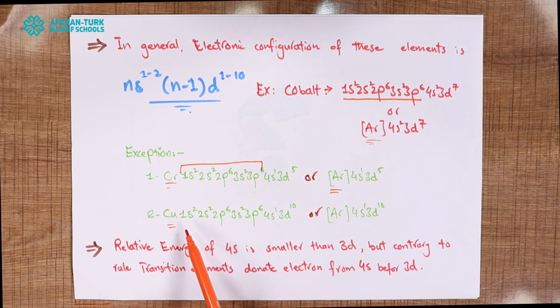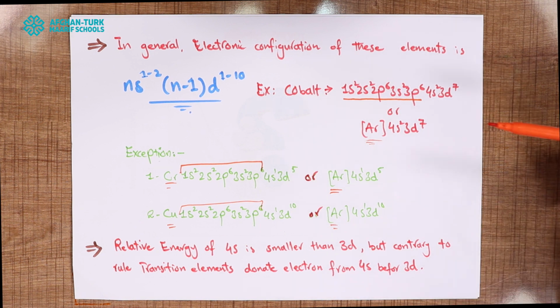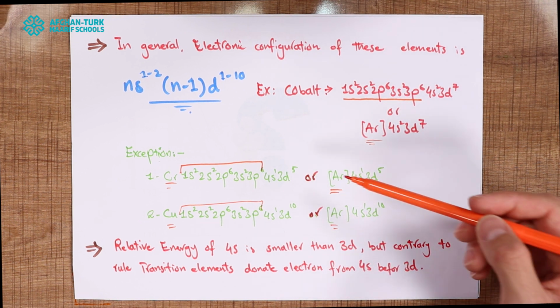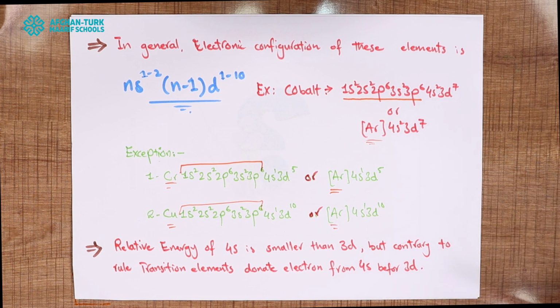And if you come to the copper, you can see that from here until 3p6, it's argon. And then 4s1, 3d10. Why? There is still an exception. Because if it was normal, we would have to say 4s2, 3d9. But it's not like this. So these are the exceptions that are found in the electronic configuration of the transition elements.